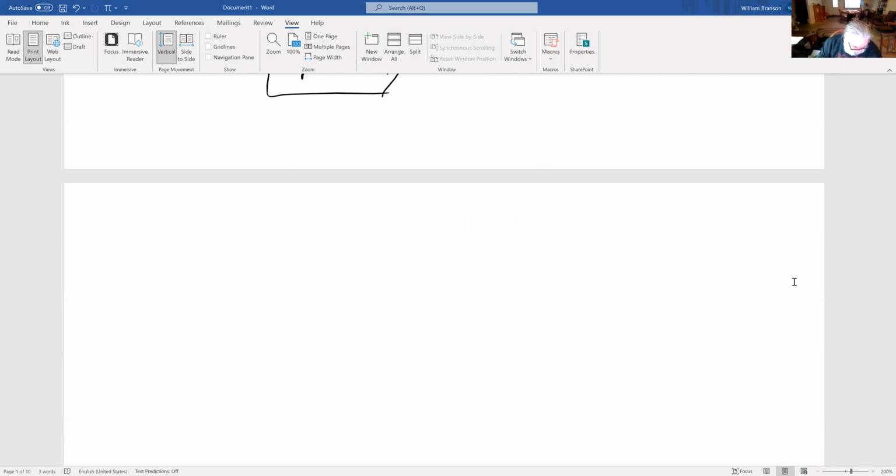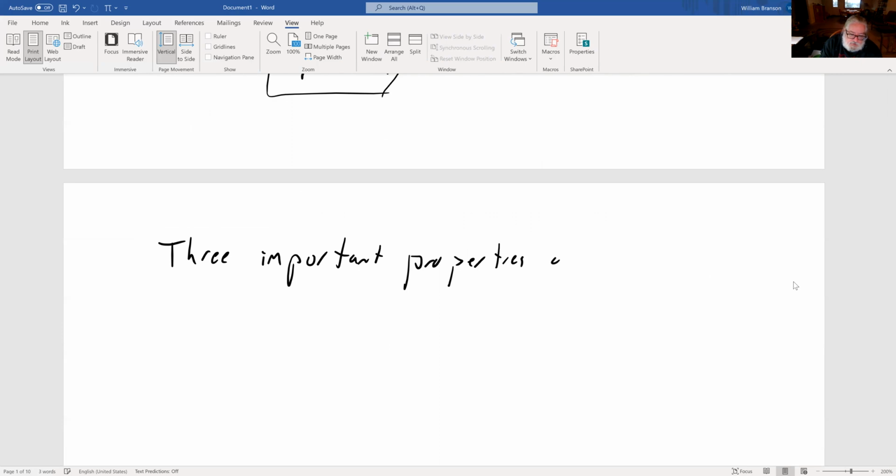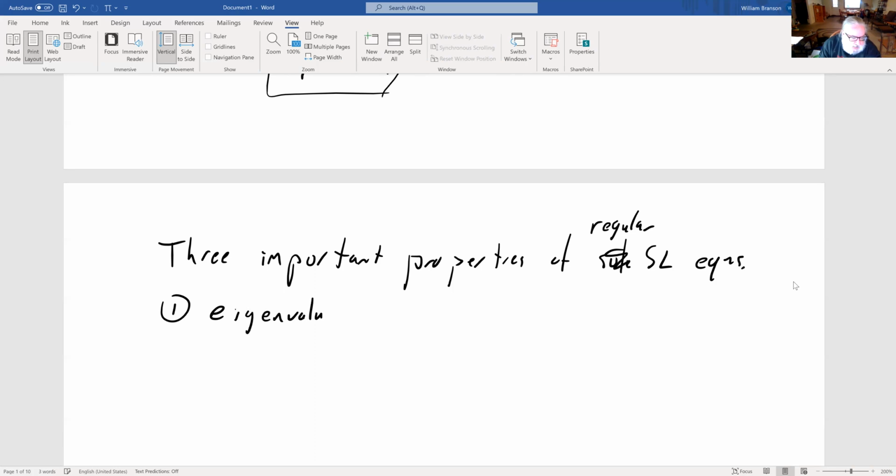So there are three things that we want to show, three important properties of solutions to Sturm-Liouville equations. The first is, and this is for regular Sturm-Liouville equations, you can show the same thing for many singular Sturm-Liouville equations, but it gets a little more complicated: eigenvalues are real and discrete.